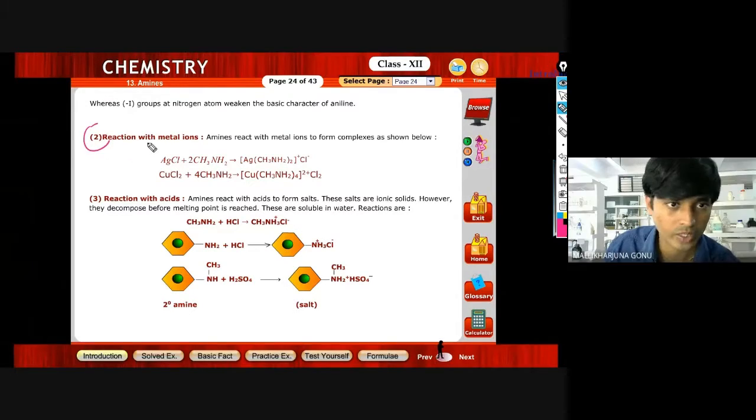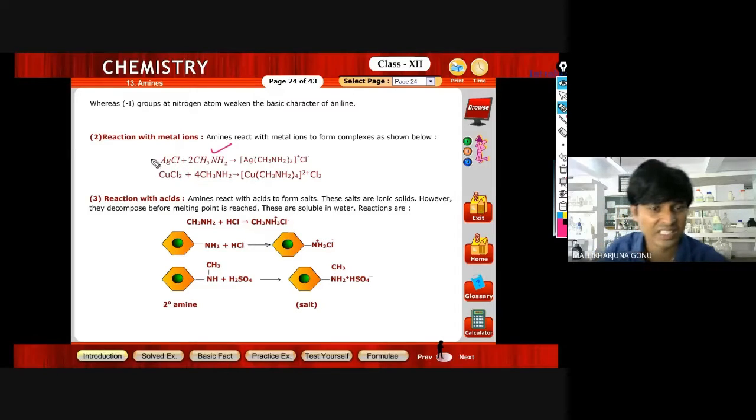Yes, sir. Okay, so what happens when amines react with metals or metal ions? Here metal ions means, for example, AgCl is an ionic compound, Ag plus and Cl minus. So that's why they are called metal ions. Amines react with metal ions to form complexes. Which complexes are these? Coordination complexes. Coordination compounds will form. The amine will act as a ligand because this is the Lewis base, this is the Lewis acid. So some coordination bonds will be formed.